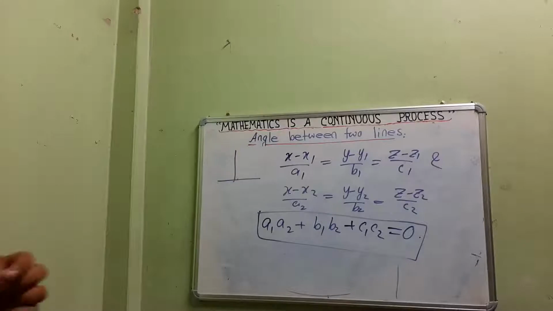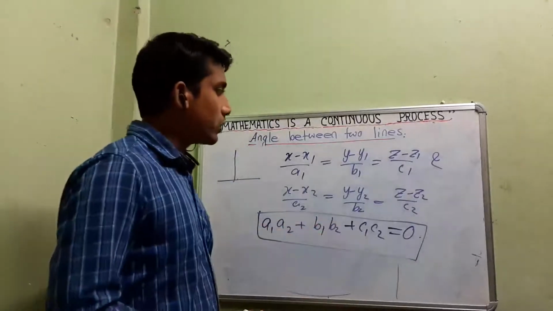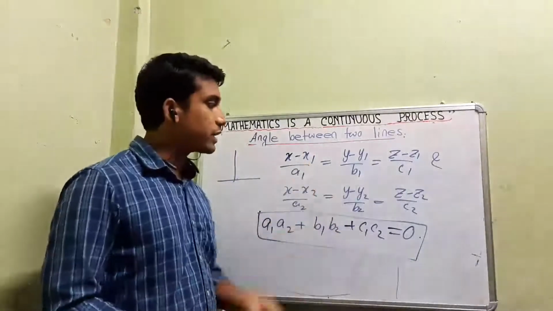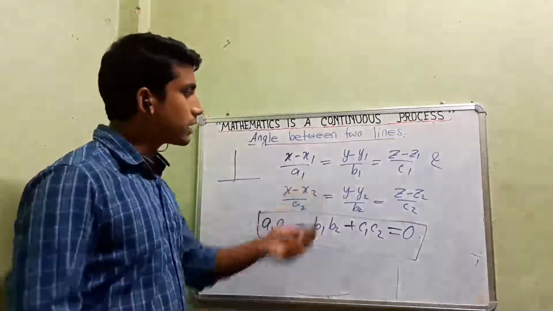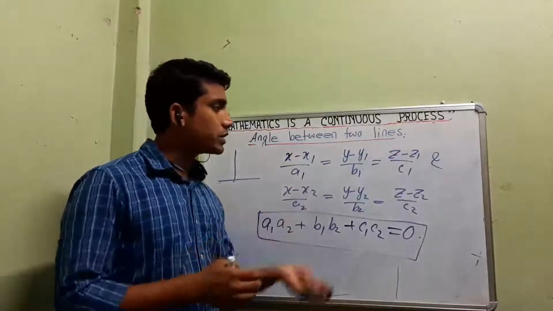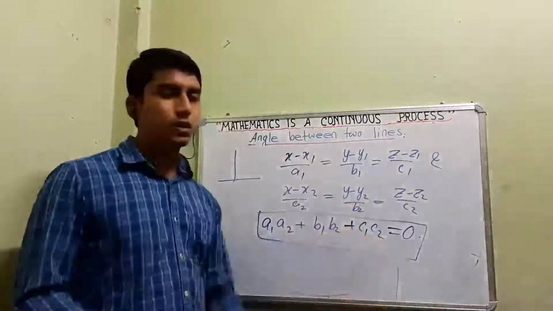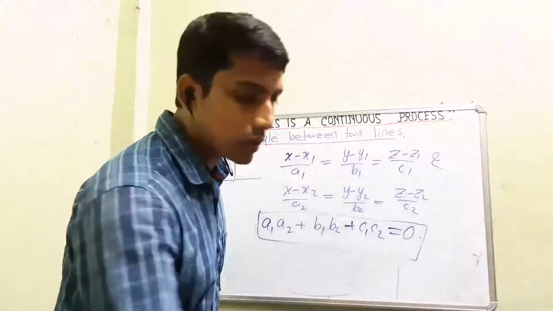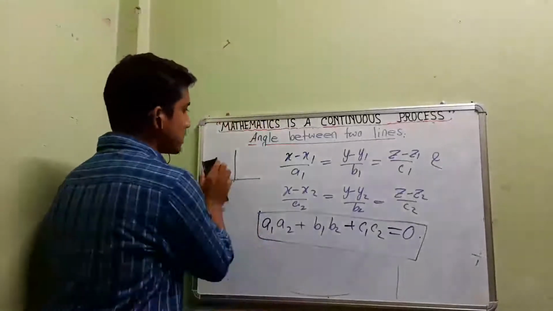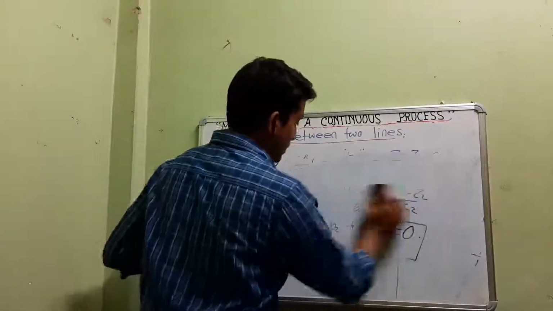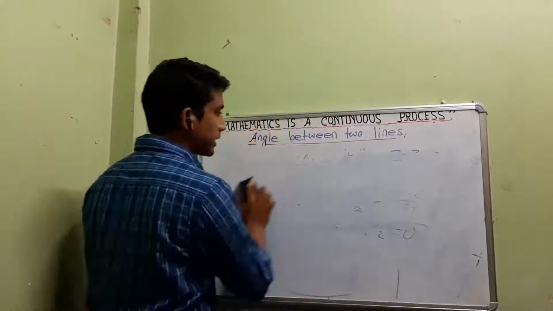So if two lines are perpendicular to each other, this condition will always happen for two straight lines if they are given in Cartesian form. Remember, in the Cartesian form only. If the equations are given in vector form, then also we can reduce them to Cartesian form, and then again we can use the same condition. So let me take one question depending on this concept, the perpendicularity of two lines.